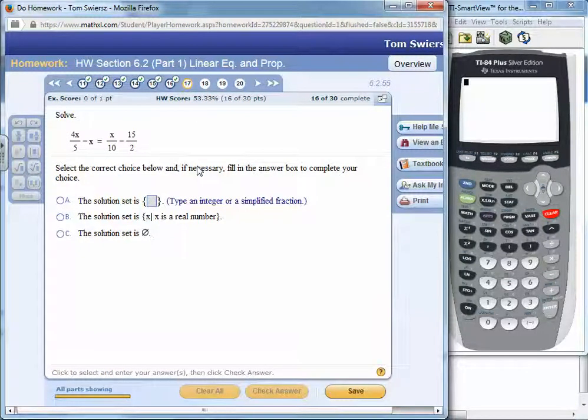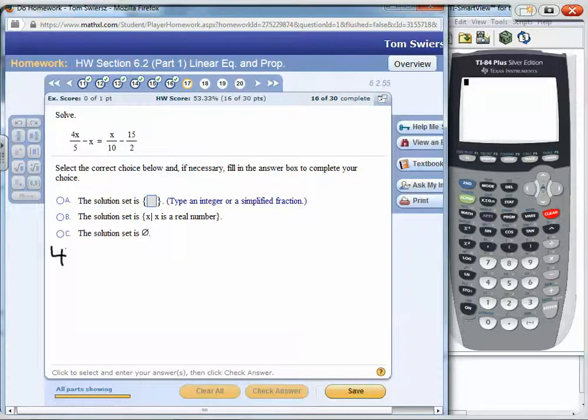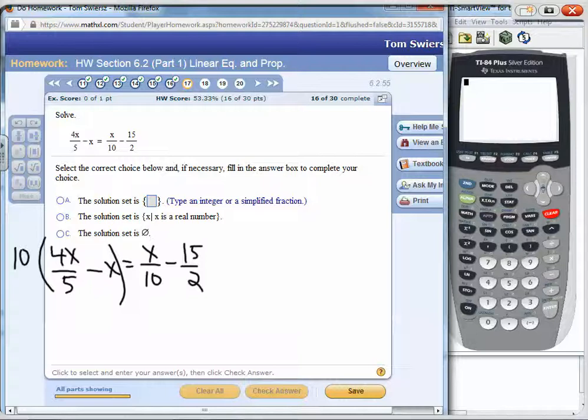All right, let's look at problem number 17. 4x over 5 minus x equals x over 10 minus 15 over 2. Again, 5 times 2 is 10, so 10, 5 and 2 are all multiples of 10, so we can multiply everything by 10 to clear all the denominators.